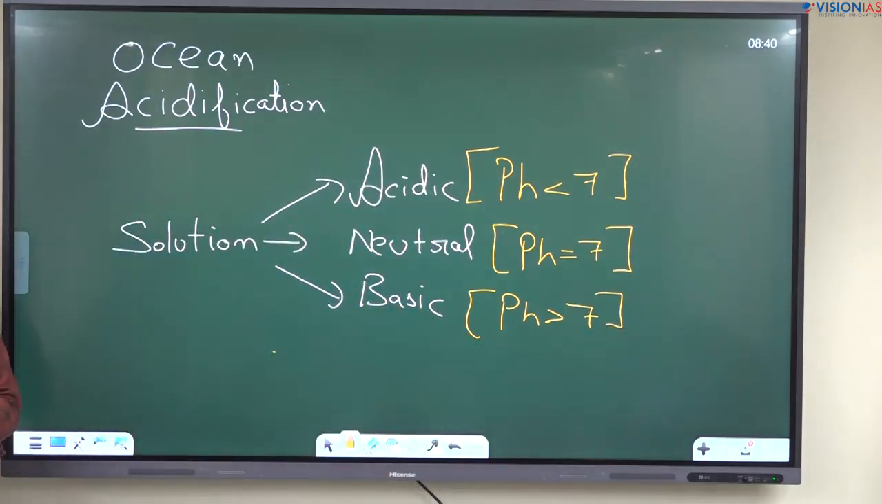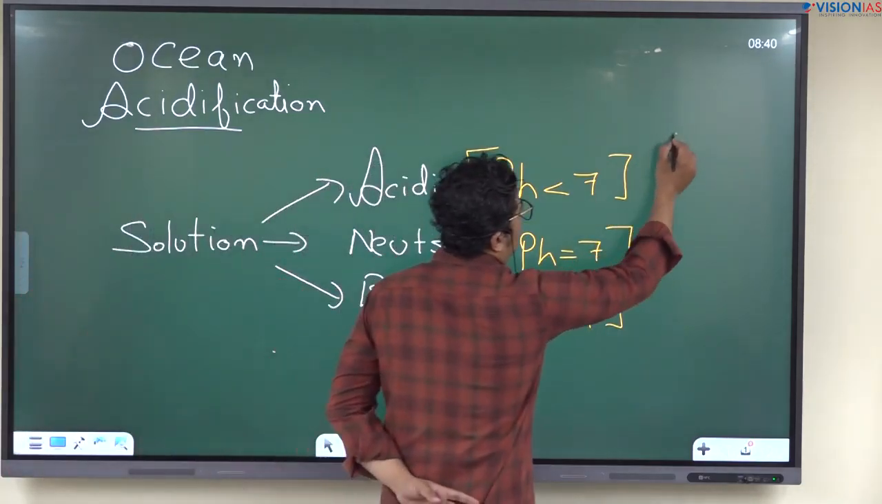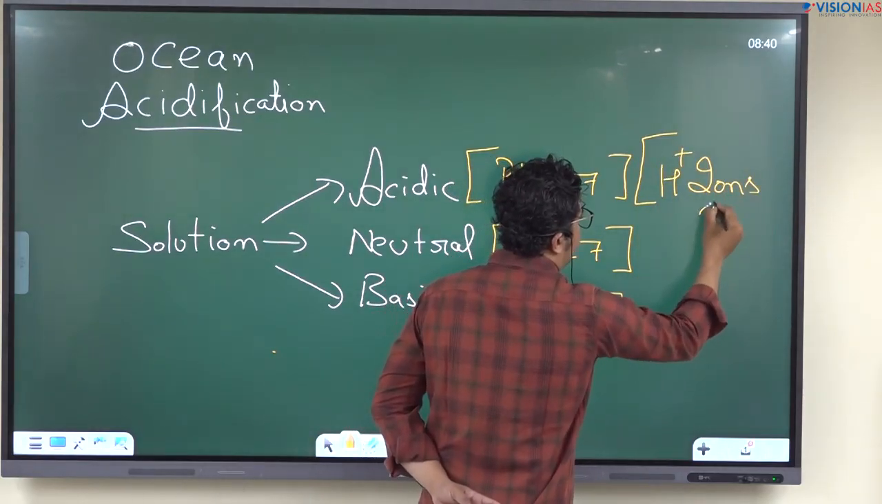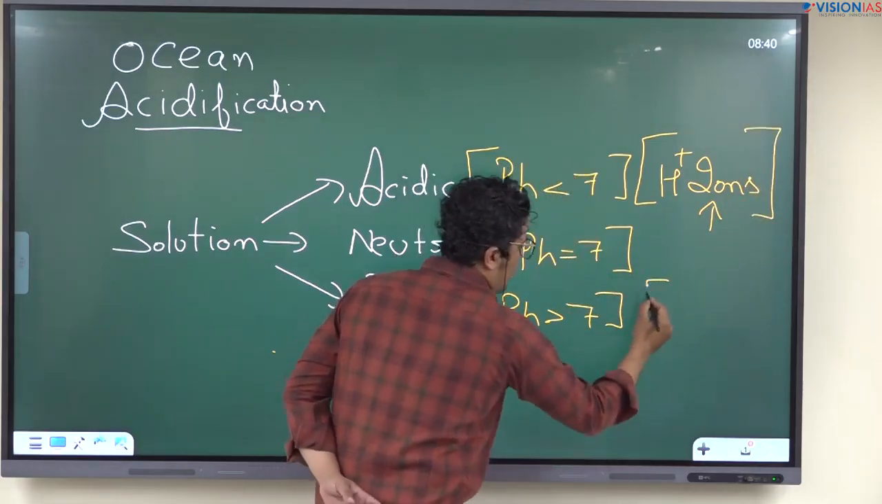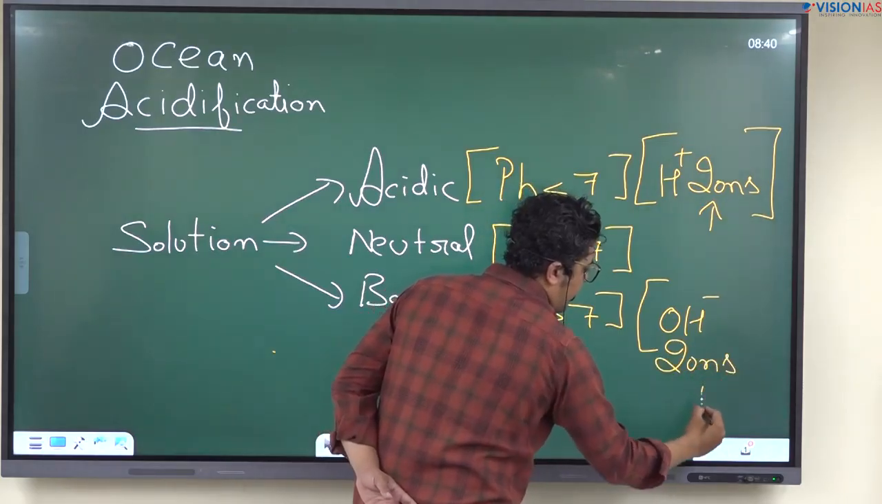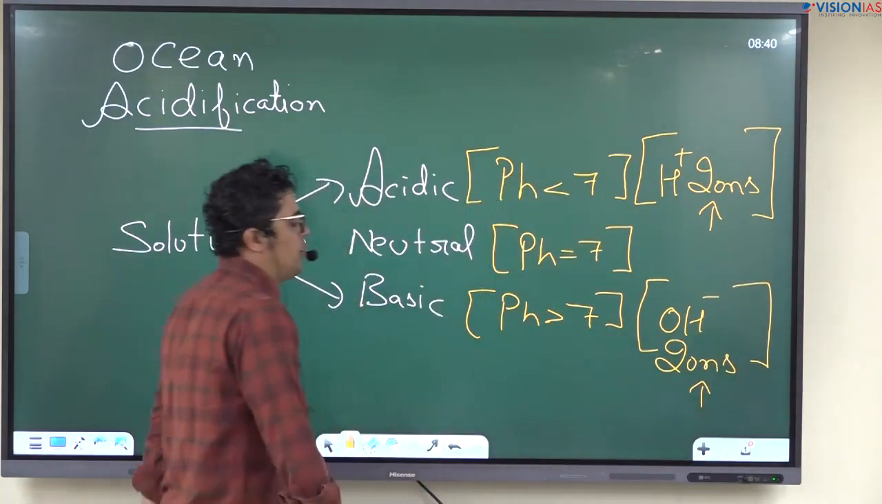Those who know this, it's good. Those who are not from a science background, just copy this information. We'll not go into details of this, what is pH, how to calculate pH, it's not relevant to your exam. Just copy this information, on what basis you decide a solution is neutral, acidic or basic, on the basis of pH value. And in an acidic solution, the concentration of H+ ions would be more. Okay, just copy this information.